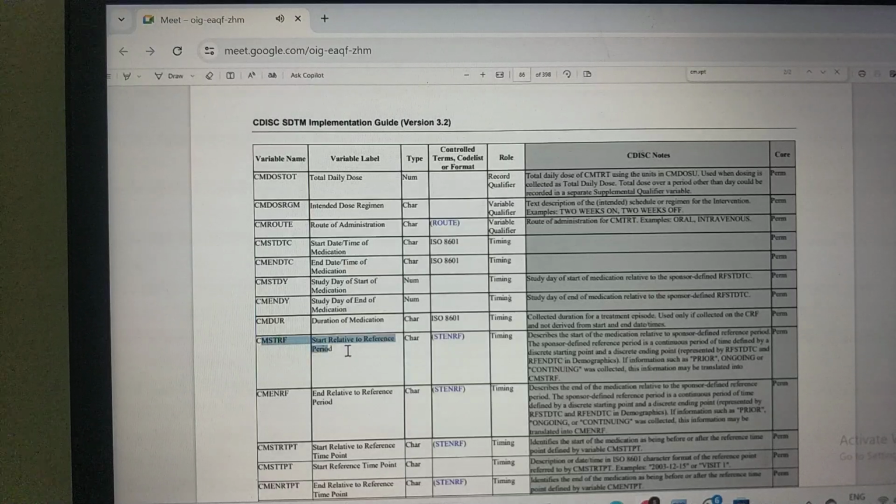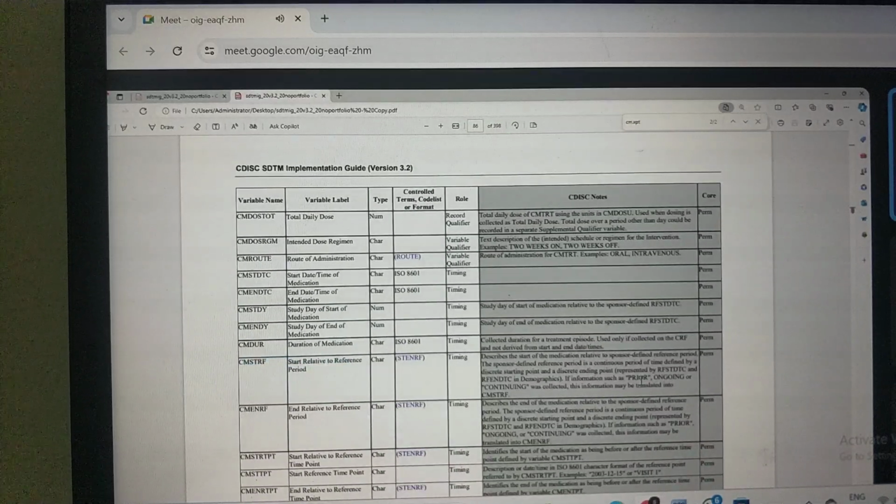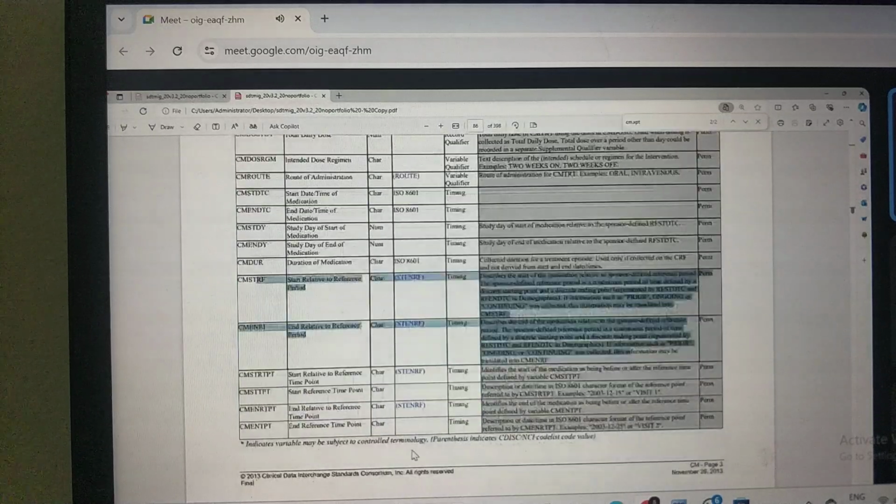Okay, so the CMSTRF is nothing but the start related to the reference period, when the treatment is started. The end reference is also the same: when it was started, reference; when it was ended, reference. So again the values will be the same: prior, ongoing, continuing. Start and end references will be similar with respect to the particular point.